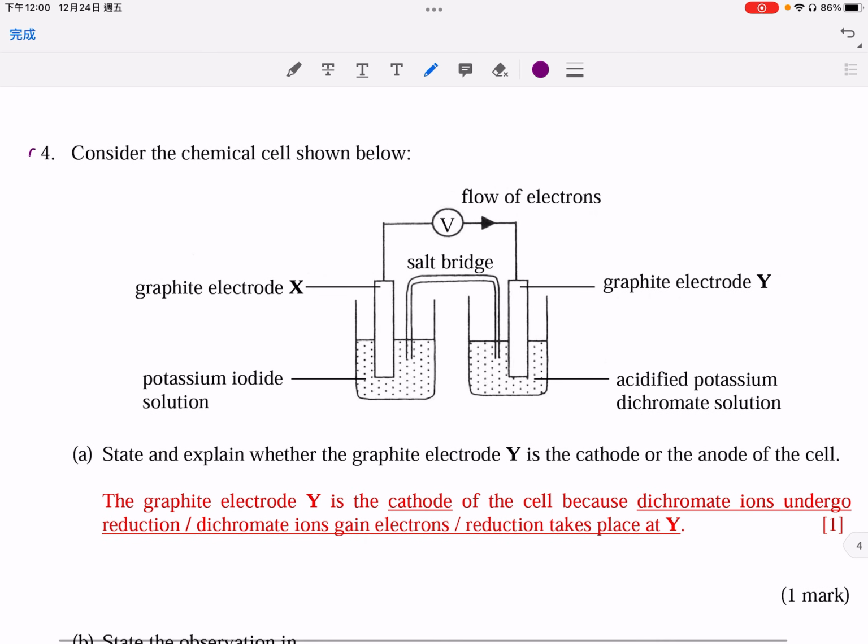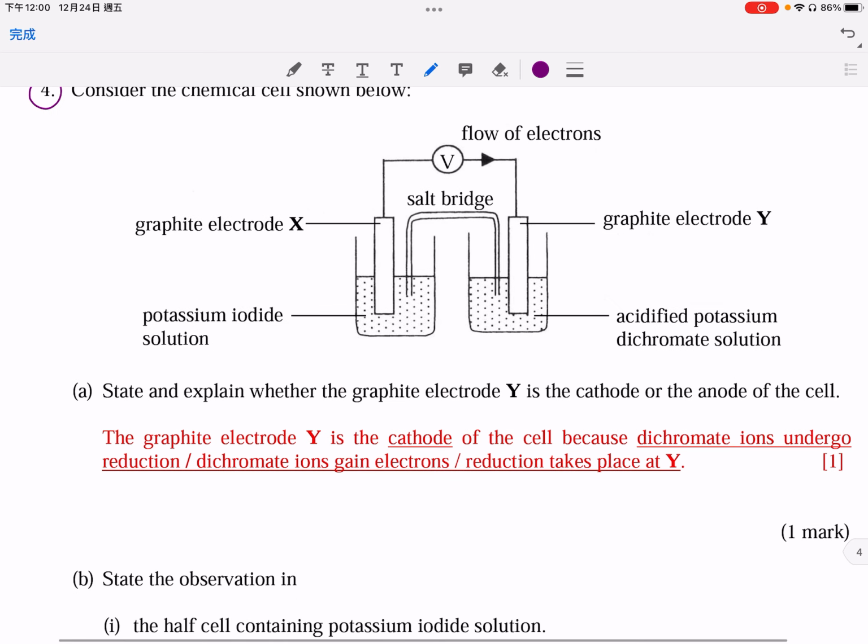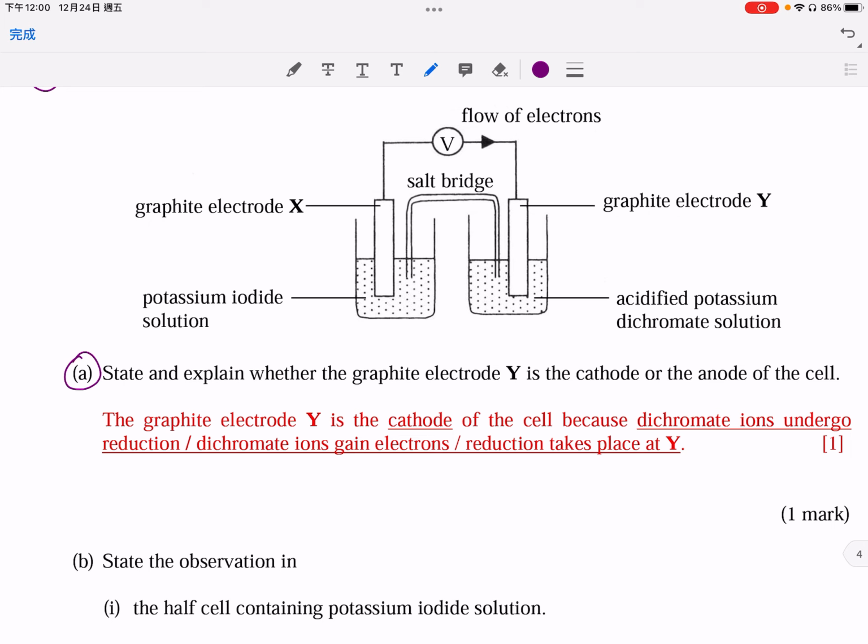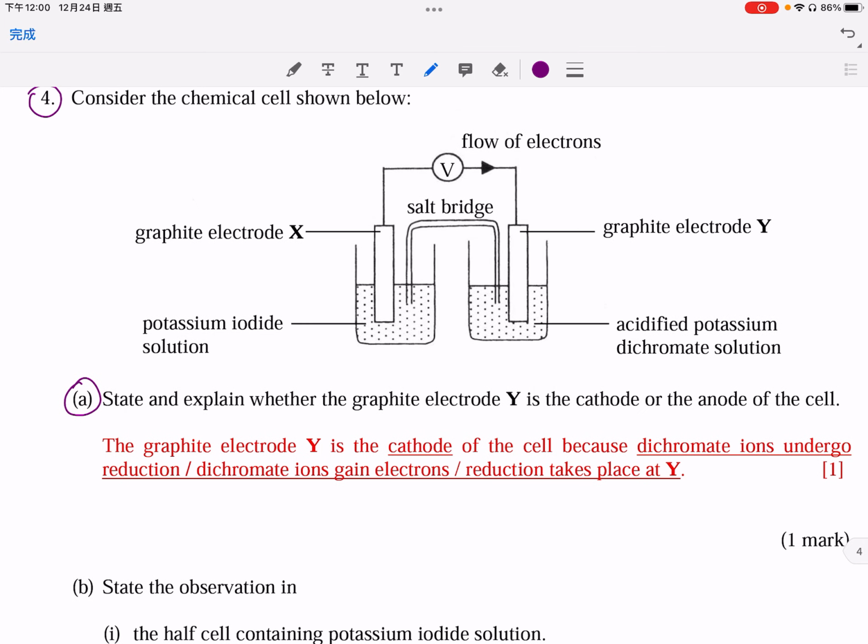Question number 4. I think I will focus on the discussion of part A. Make sure you know how to answer questions of this type. Whether the electrode is cathode or anode, you need to explain it in terms of something like this: reduction takes place, or the species gain electrons.